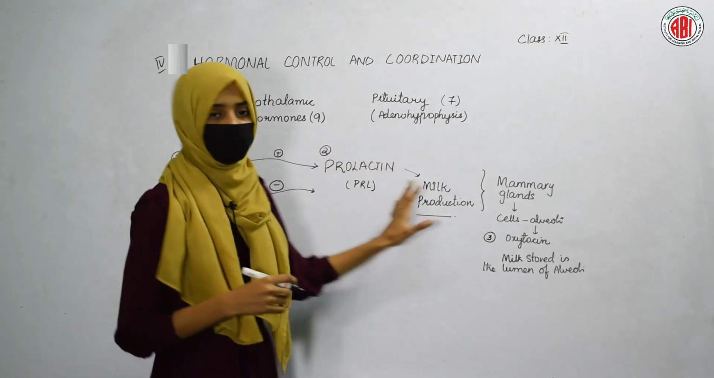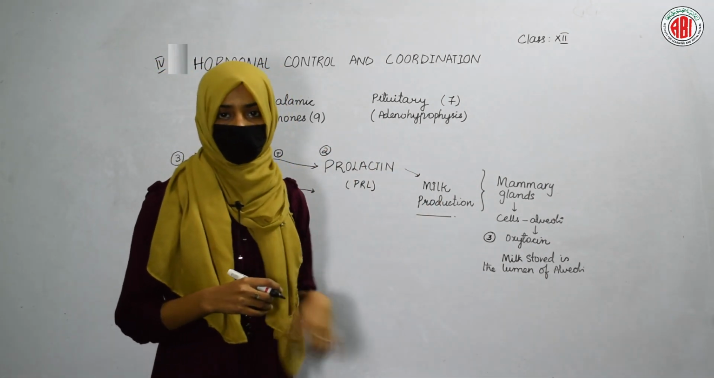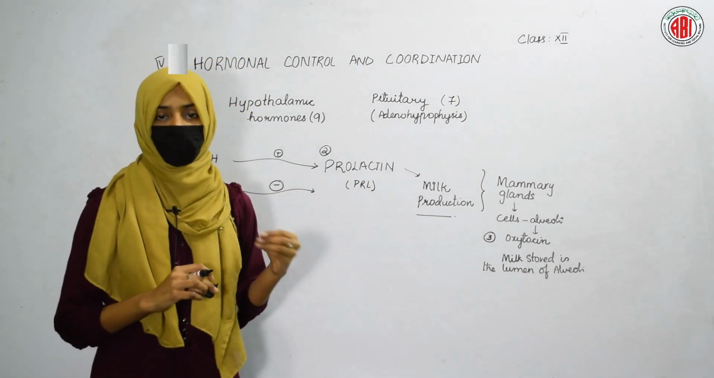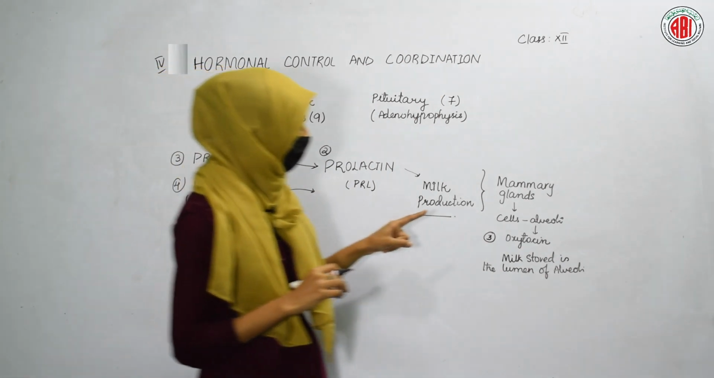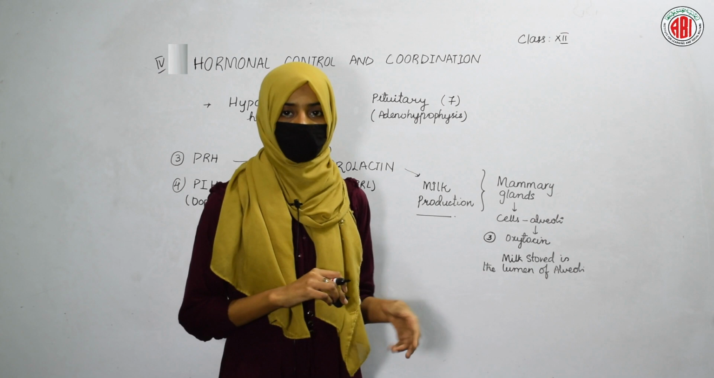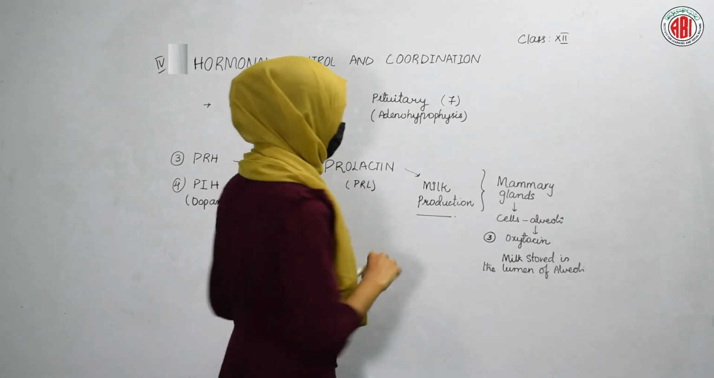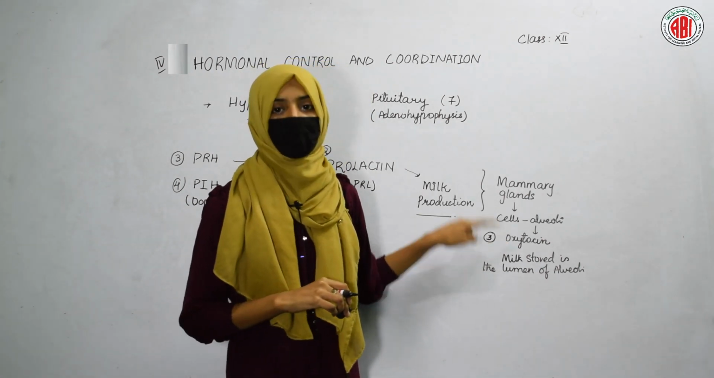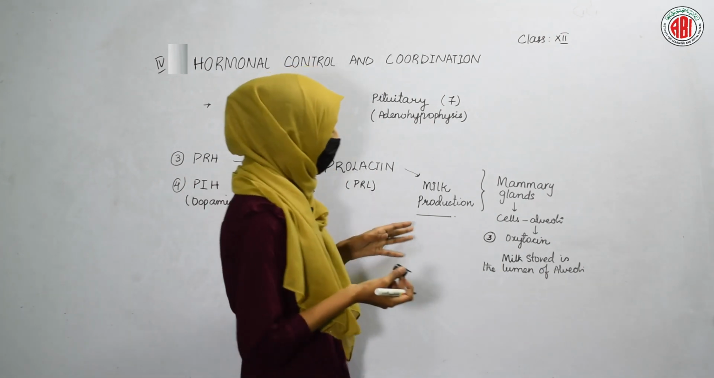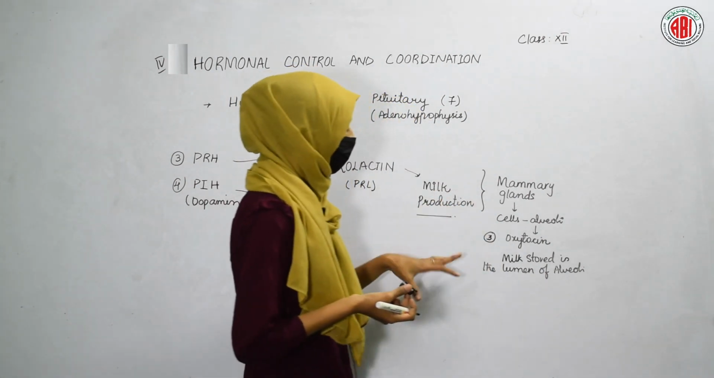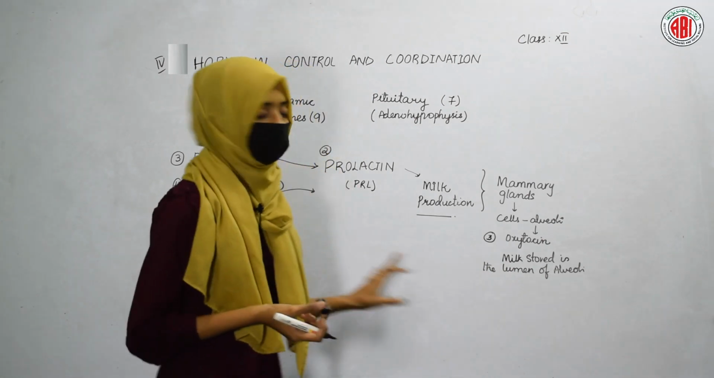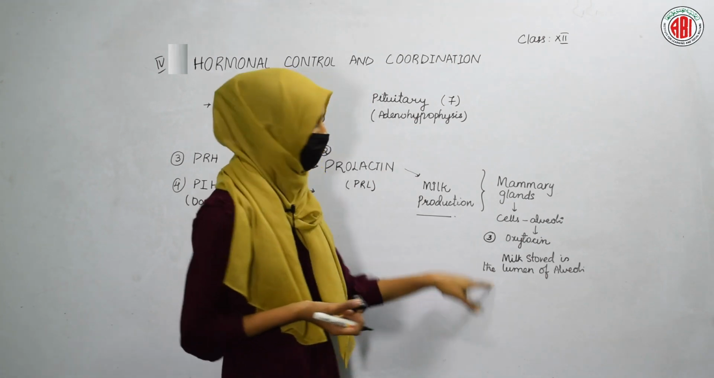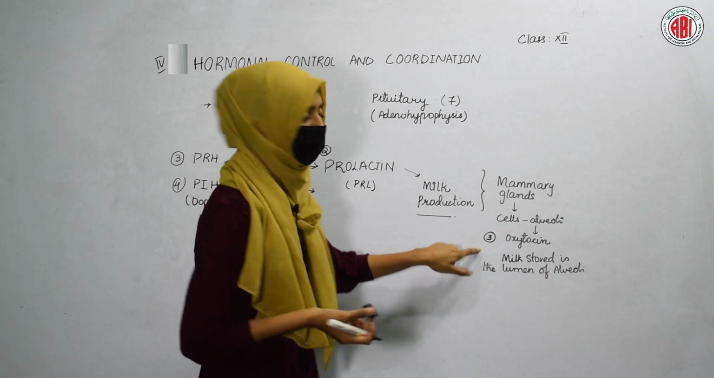When this hormone enters the blood and reaches the targeted organ, that is the mammary gland, at that time in the mammary gland some specialized cells are present, and we call those cells alveoli. In the lumen of the alveoli, the milk is stored. So whenever the milk needs to be secreted, at that time one more hormone is released, and we call that hormone oxytocin. By the release of oxytocin, the milk can be removed from the lumen of the alveoli. So oxytocin is a hormone which allows the flow of milk from the lumen of the alveoli. In this way, the second pituitary hormone is prolactin, and the third one is oxytocin.